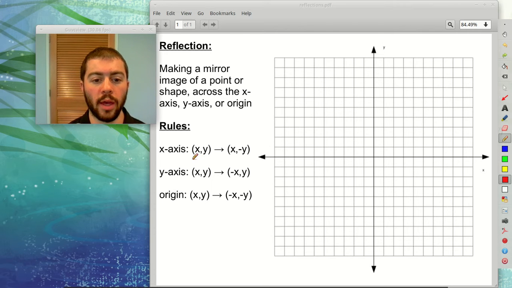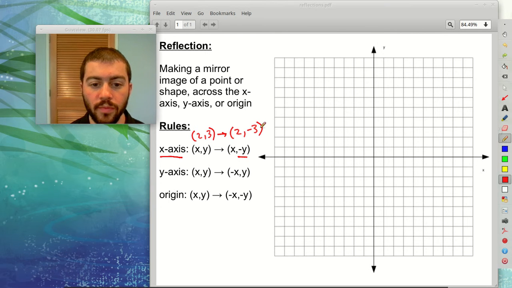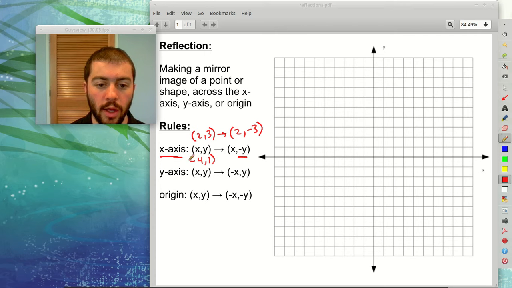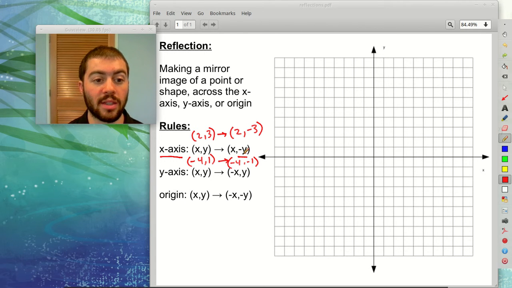All right, so if we look at reflecting across the x-axis, the rule is you take a point (x, y) and you negate the y coordinate to make this point (x, -y). So if we had a point, let's say (2, 3), and we reflect it across the x-axis, it's then going to be (2, -3). Or if we take a point (-4, 1) and reflect across the x-axis, then that would be (-4, -1).